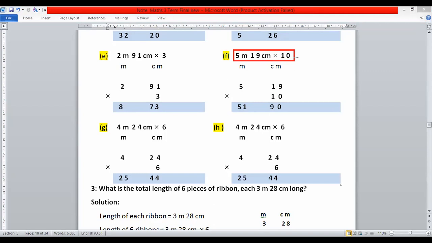Means here we are multiplying meters and centimeter with a two digit number, that is 10. So first of all, students, we will write in vertical form. First we write meter, m, on one side, and on the other side centimeter. After that, in the below of meter, we have 5 meter. So write 5 and 19 centimeter here. So we write 19 multiply by 10.